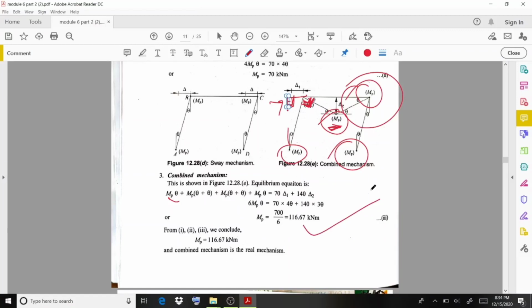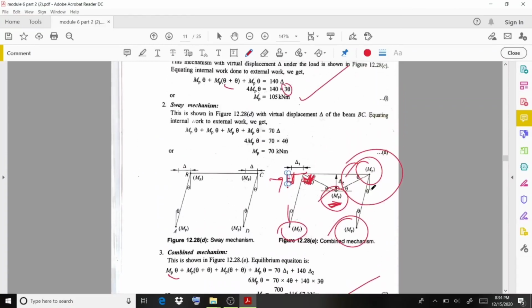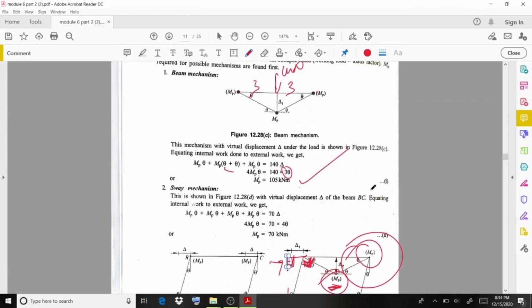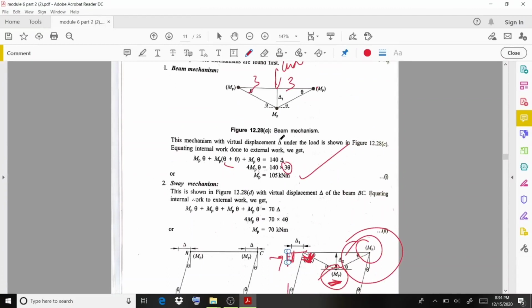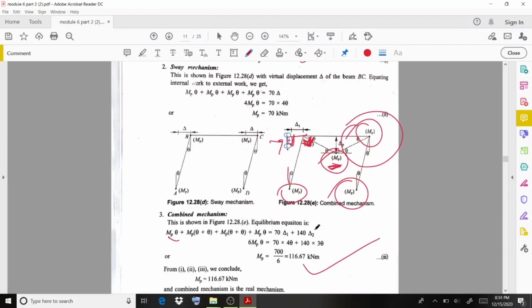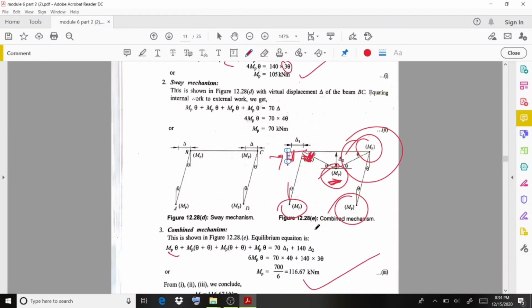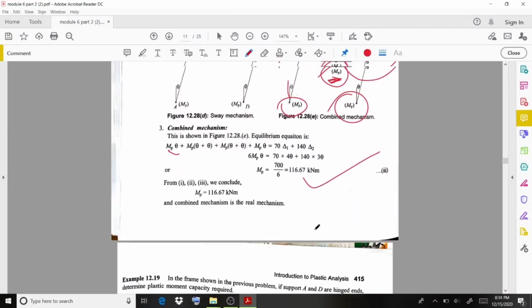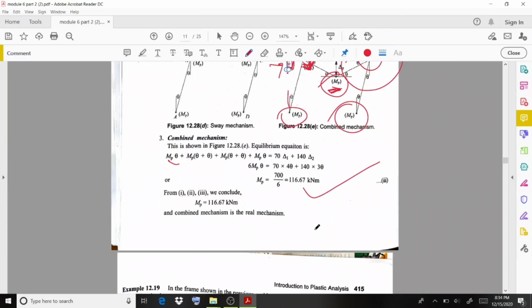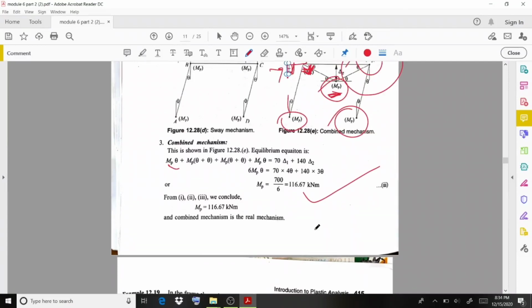And finally, what about the plastic moment from these mechanisms? From these three mechanisms, beam, sway and combined, the first, the beam mechanism, gives 105 kilonewton meter, the sway mechanism 70, and the last one 116.67. Out of these three, the last gives the highest value. So the plastic moment for this particular question is going to be 116.67 kilonewton meter. That is the real mechanism, and this value gives the plastic moment capacity.